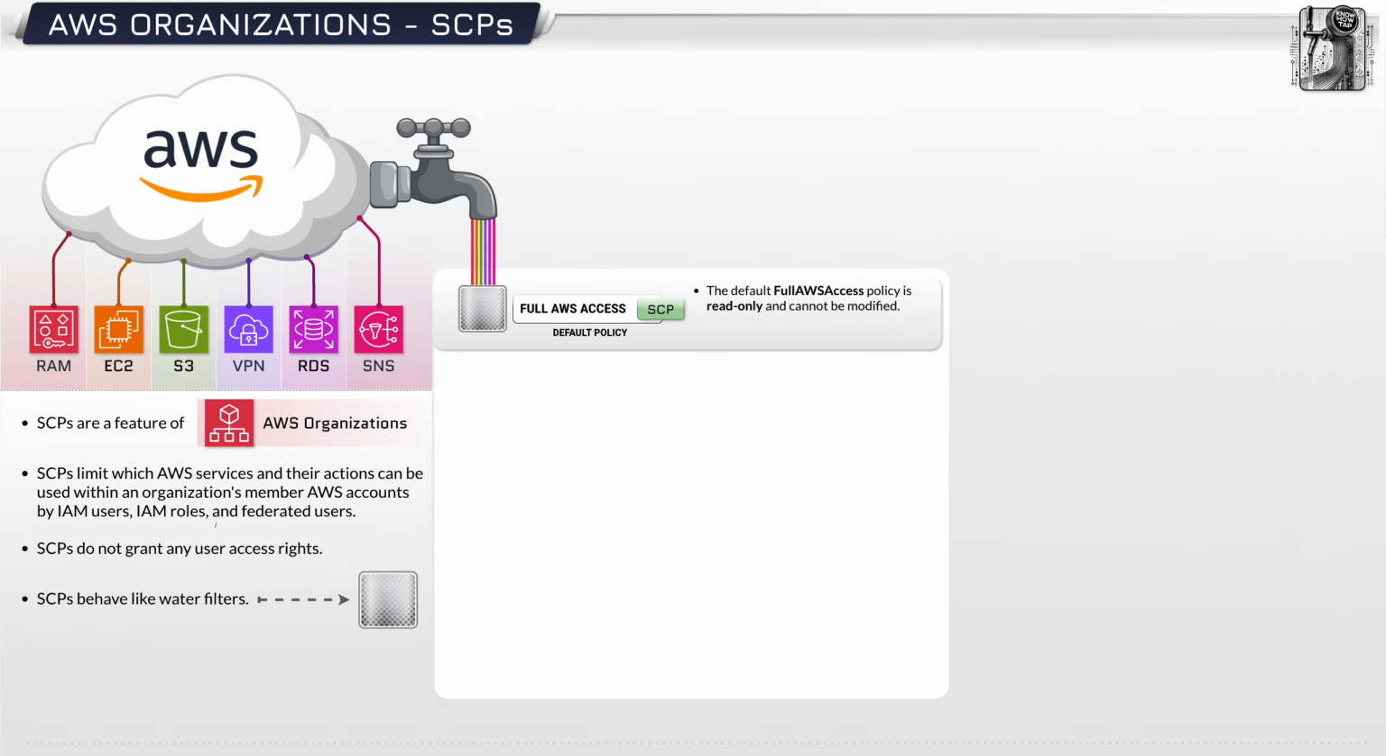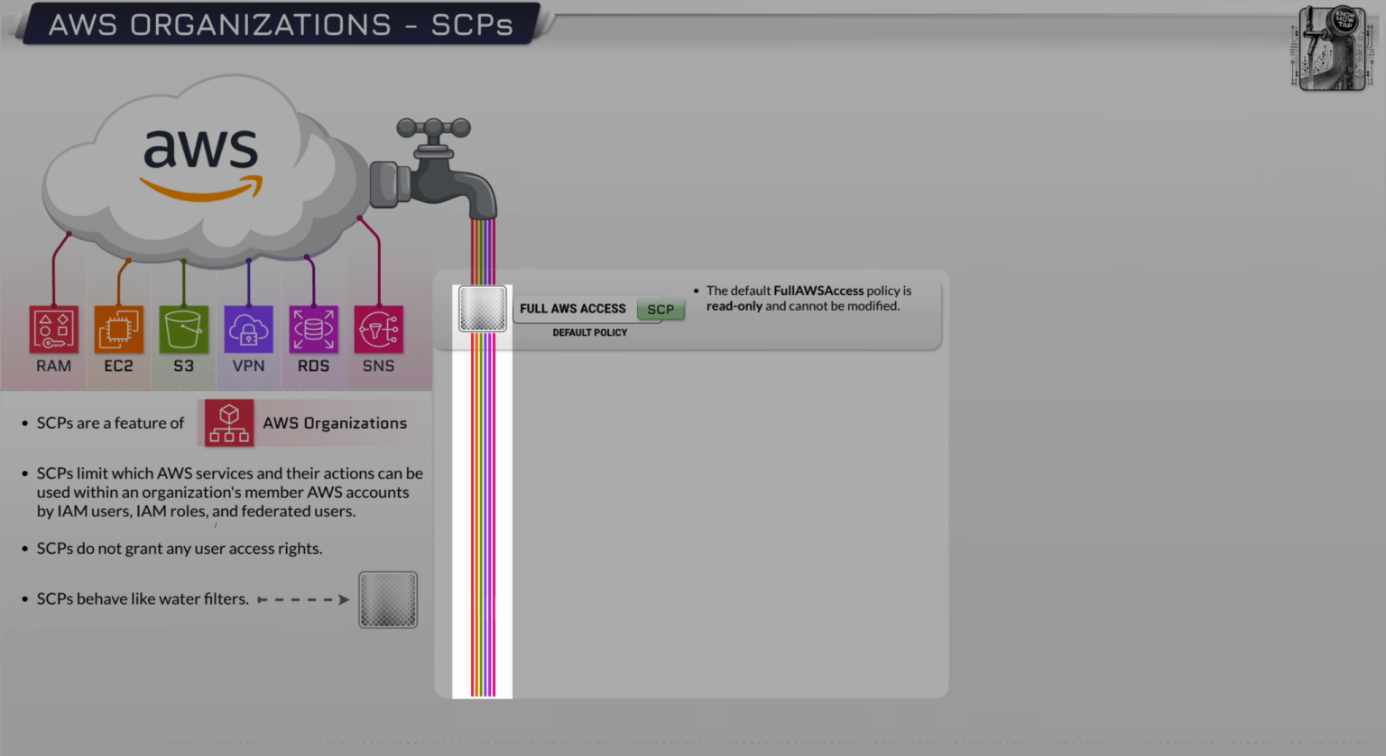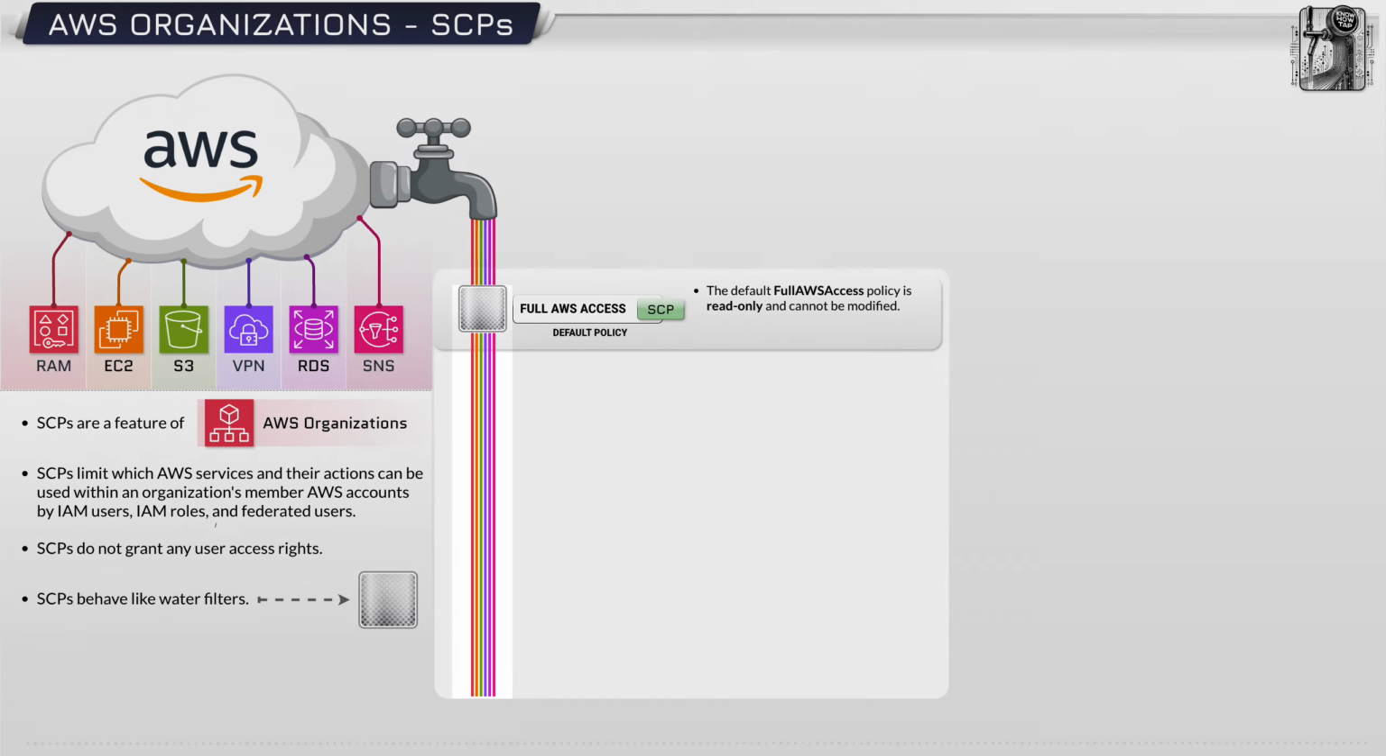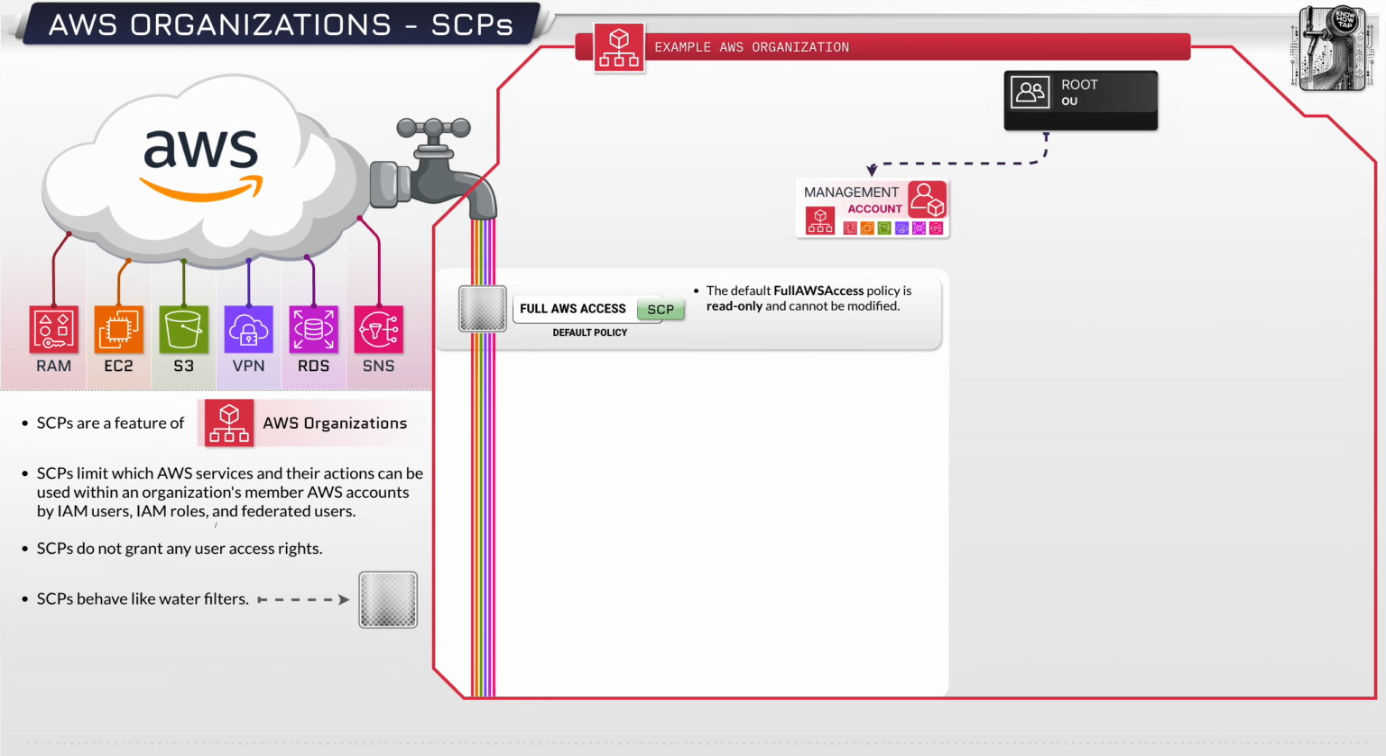Let's go ahead and come back to our visual. As we can see, the end result of the FullAWSAccess policy is that nothing is actually filtered out. Everything is allowed to flow through. Here's an example of the most basic setup, the root OU and the management AWS account where the organization was created. An OU is simply a container that can hold AWS accounts and other organizational units.